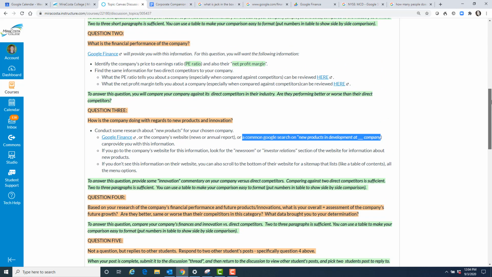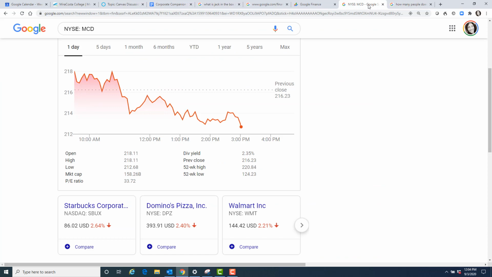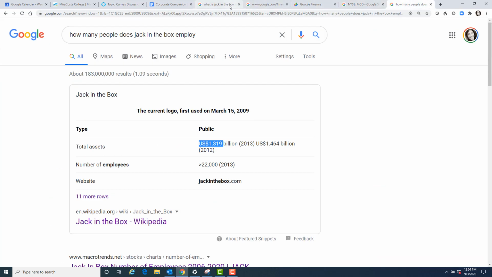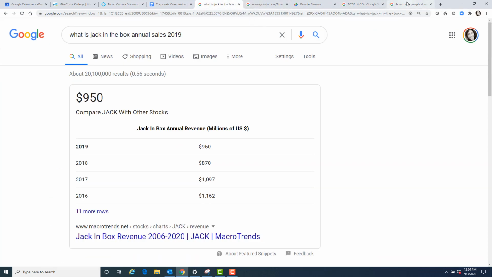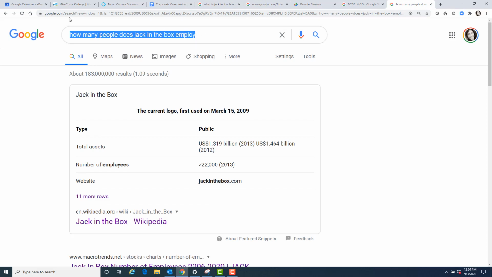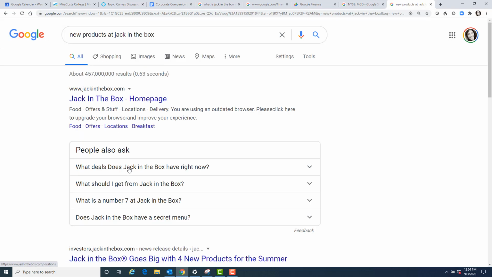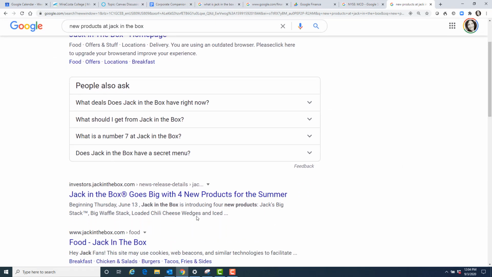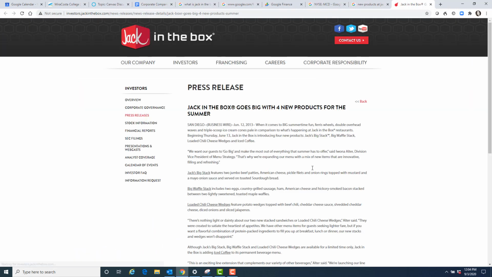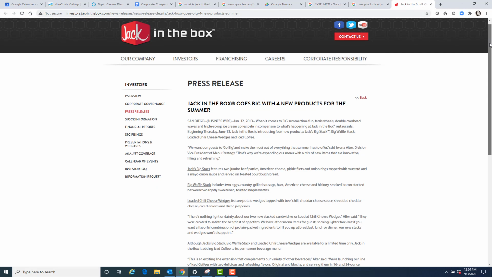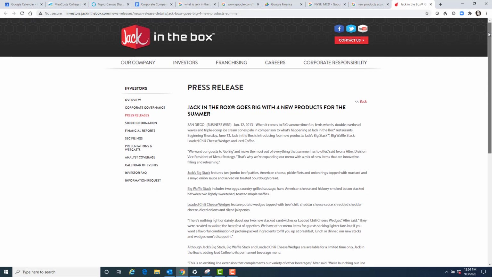So I'm going to go and just do a straight Google search about Jack in the Box regarding new products. New products at Jack in the Box. Boom, there you go. And okay, Jack in the Box goes big with 4 new products for this summer. I can click on that. And this is the Jack in the Box website. So now I'm in Jack in the Box.